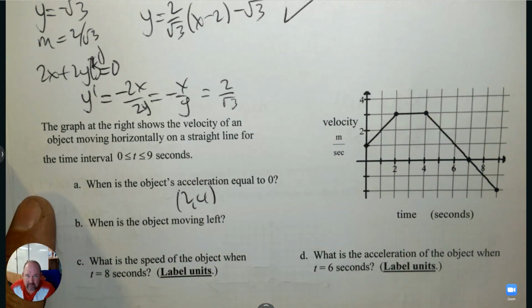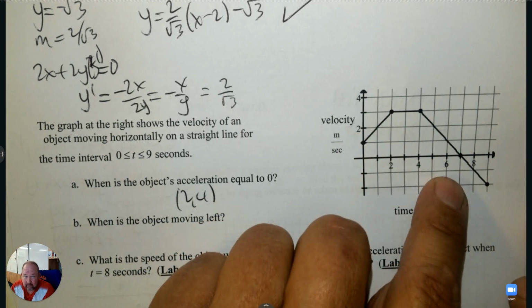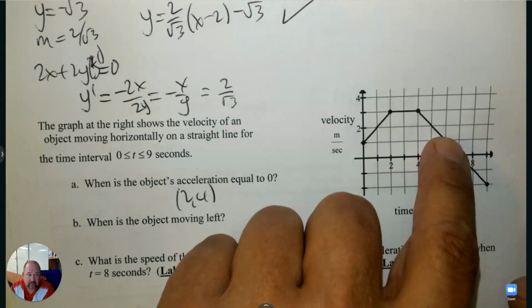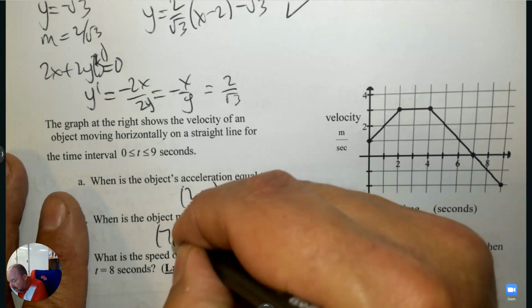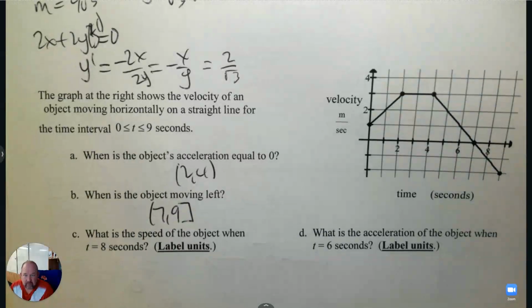When is the object moving left? So for a velocity graph, it's only when the velocity is negative that it's moving left. So where is it negative? From 7 to 9. Not including 7, but yes, including 9. Because at 7, it's 0.